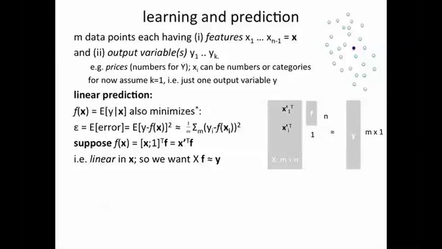Okay, so let's look at our matrix equation once more. We have X, where each row is a set of features for a data point. The value is y sub i for each data point, which is in this m by 1 column vector y. And we want to try to find f such that x times f is almost y.